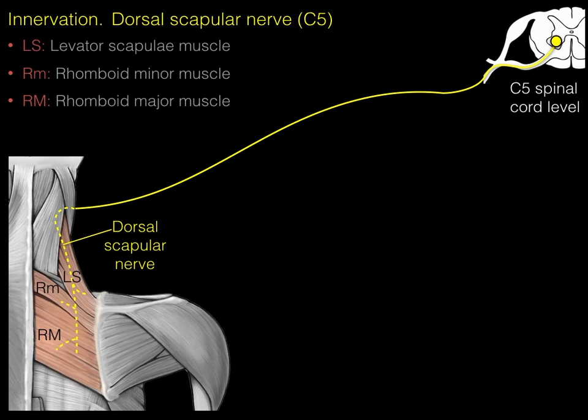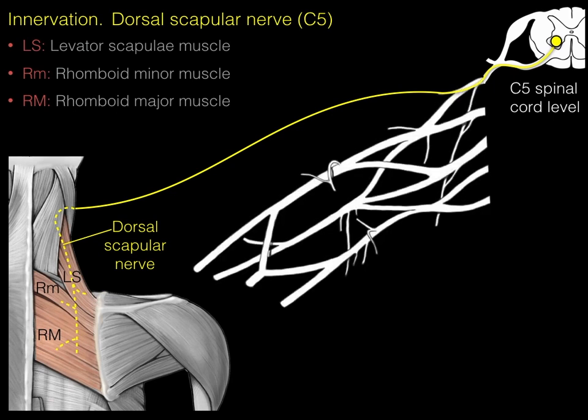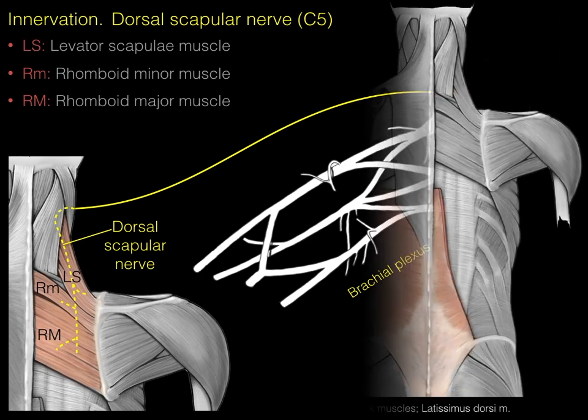Now, neurons just don't float in outer space, so it actually has a pathway within a structure called the brachial plexus, which is a plexus of nerves that supply the upper limb or muscles that act on the upper limb. Those will be covered in greater detail in the upper limb section.